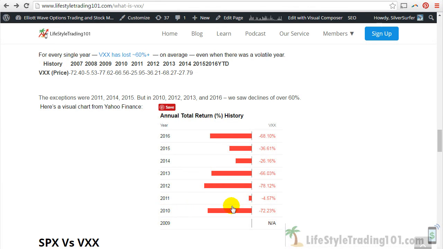In 2010, performance of VXX was minus 72%. Now, 2011, VXX was minus 4.5%. So VXX actually did not perform well as a short in 2011. But in 2012, minus 78%. 2013, minus 66%. Right, so we're seeing a pattern here. 3 out of the 4 years were more than a minus 60% drop in the VXX. And 2014 was minus 26%. 2015, minus 36%. And then 2016, minus 68%.